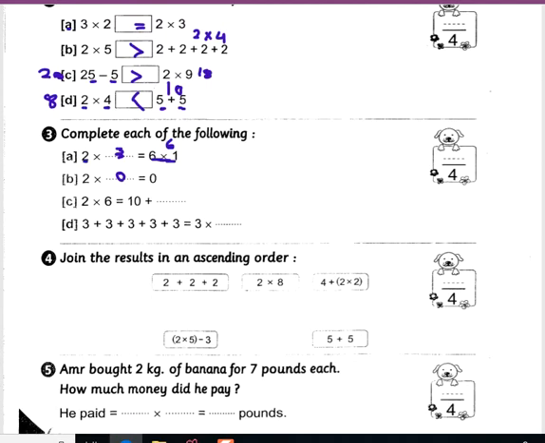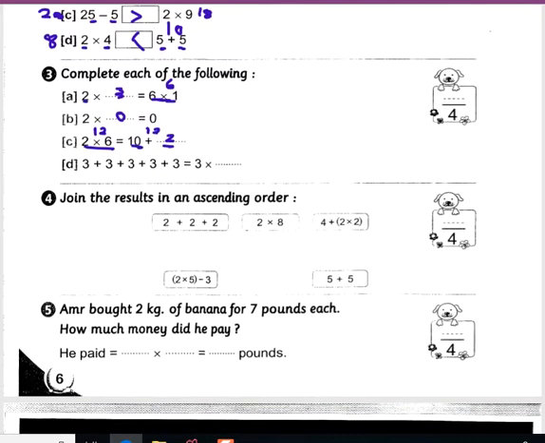C, he said 2 times 6 equals 10 plus space. First we must see the result of 2 times 6. 2 times 6 equals 12. So 12 equals 10 plus space. 10 plus what equals 12? 10 plus 2. Why? Because 10 plus 2 equals 12.